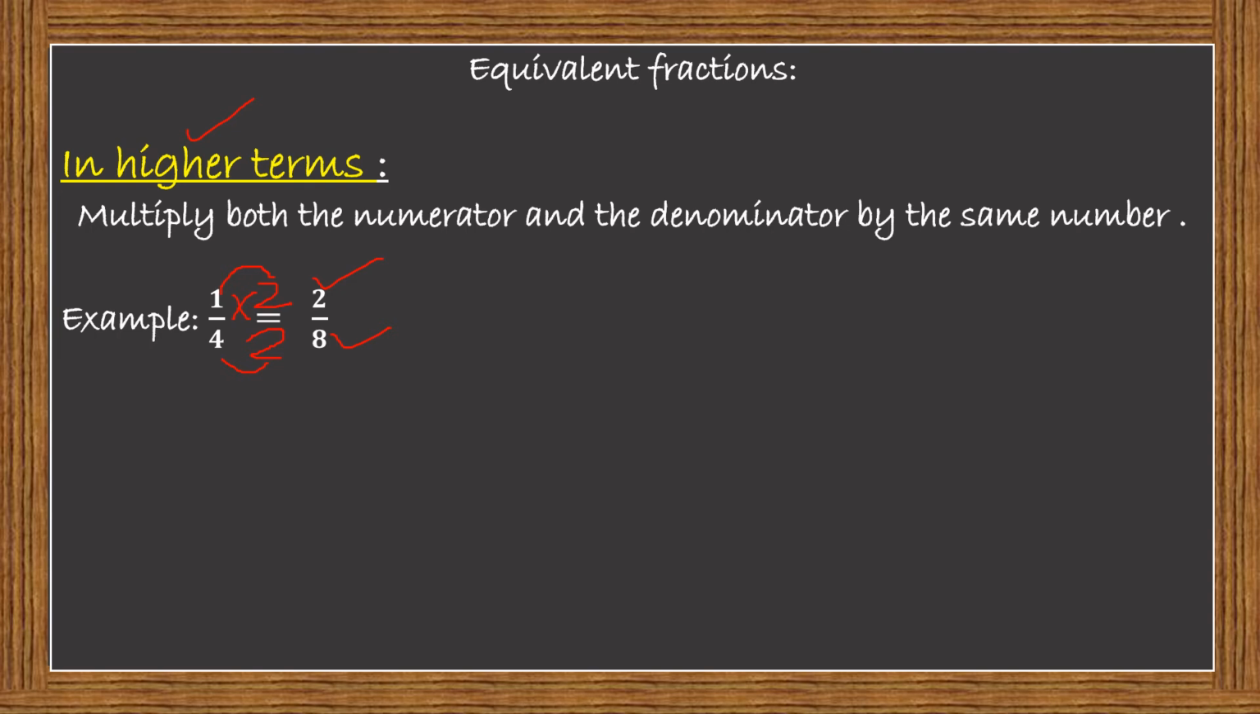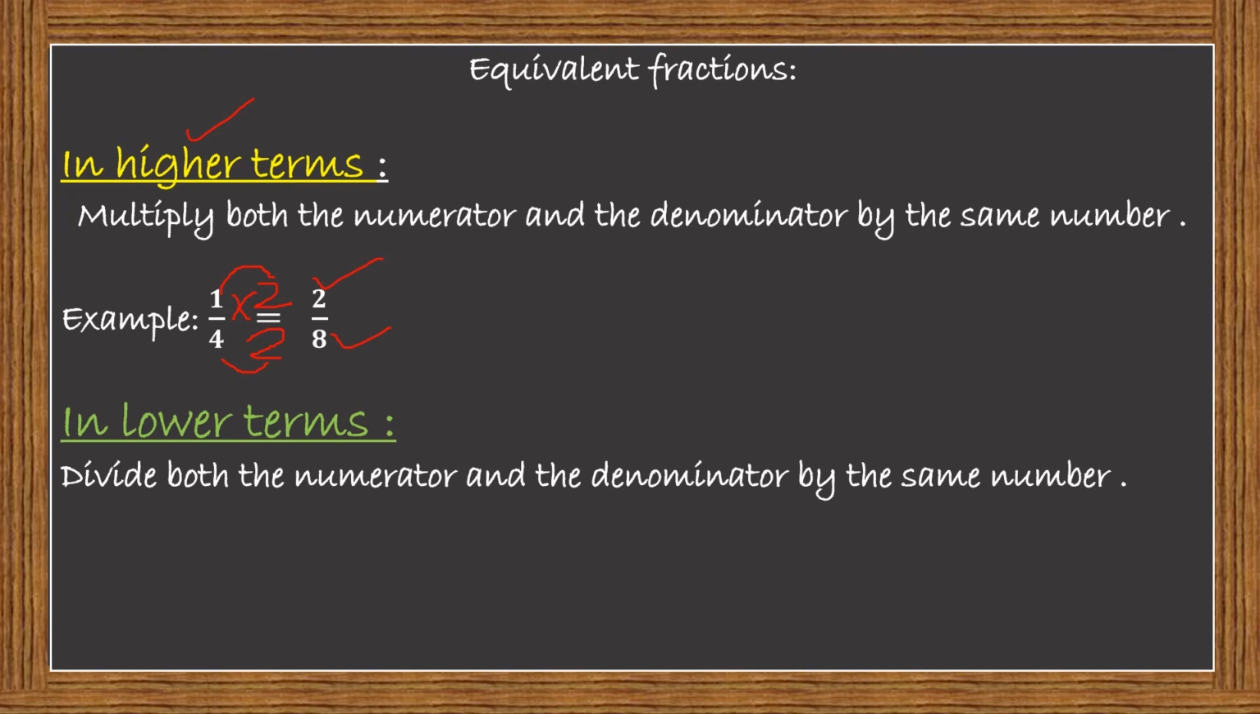Understood what I said? If I want to find an equivalent fraction of a given fraction, I will multiply the numerator and denominator by the same number to get an equivalent higher term fraction. Okay. Similarly, I can find the equivalent fraction in lower terms. So divide both the numerator and denominator by the same number.